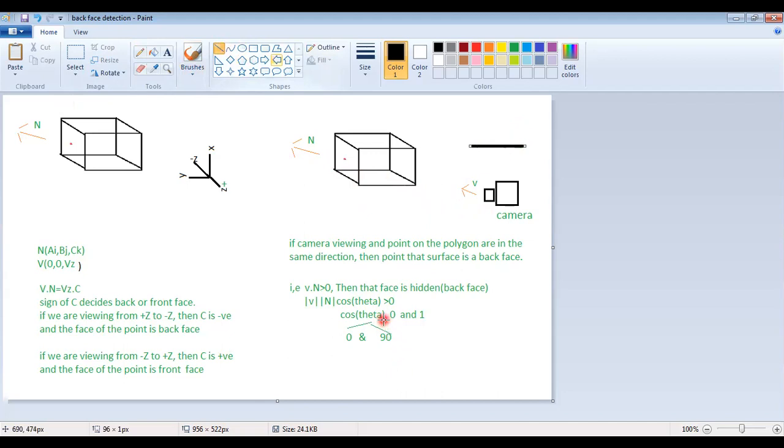So when the angle is 0, the value will be greater than or equal to 0. Actually, the value will be 0. So that means it is a back face.